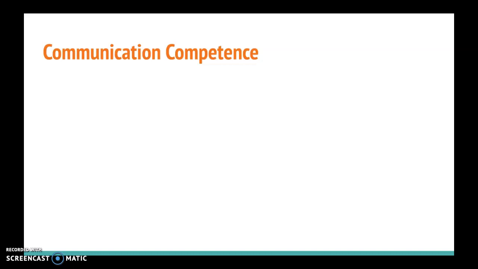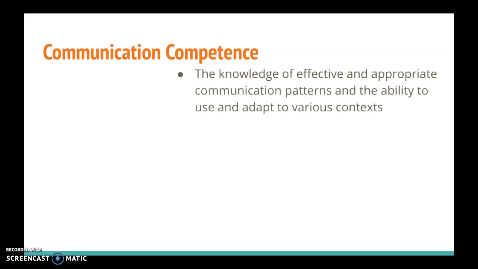To be competent in something means that we know what we're doing. So communication competence refers to the knowledge of effective and appropriate communication patterns and our ability to use and adapt that knowledge to various different contexts. So let's break this definition down a little bit.